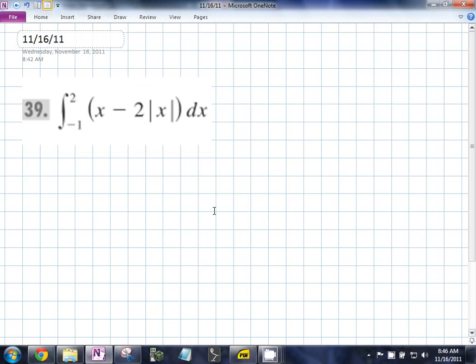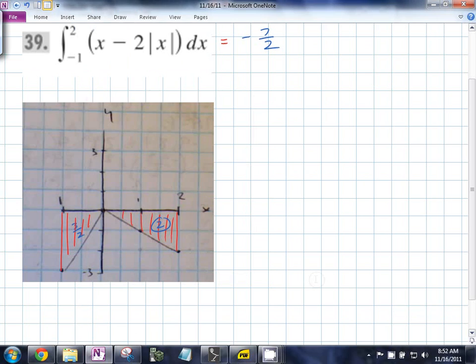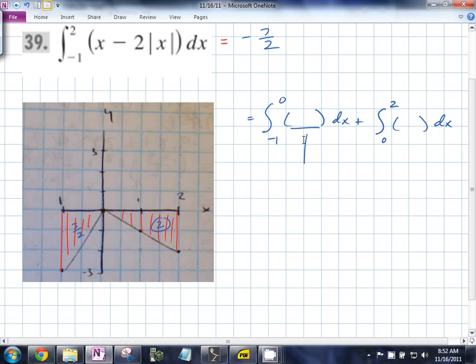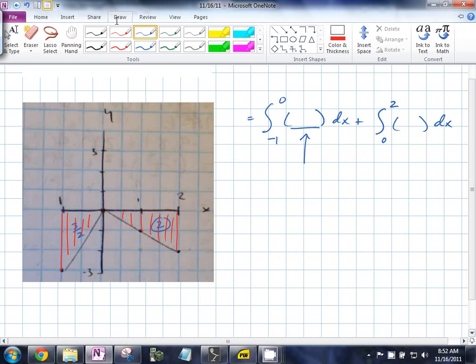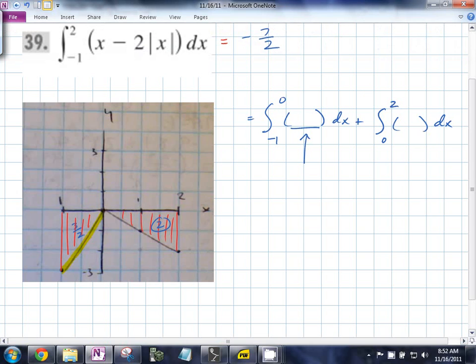Since you've never actually integrated an absolute value function before, it's probably a good idea to actually graph it. So we're going to graph this. Equal to the integral from -1 to 0 of something dx plus the integral from 0 to 2 of something dx. What goes right there? That's the big question. That's the function itself. It's this function right here. What is that function?